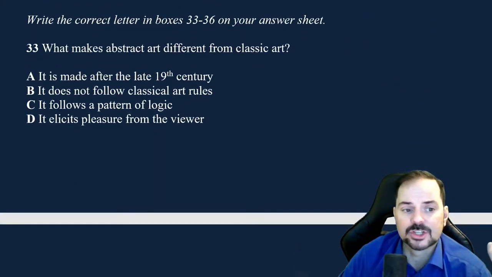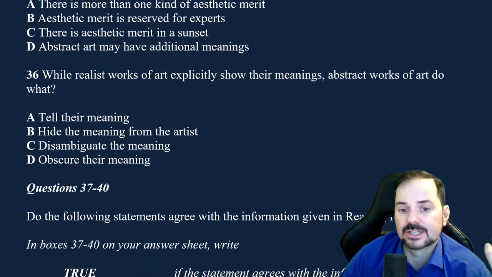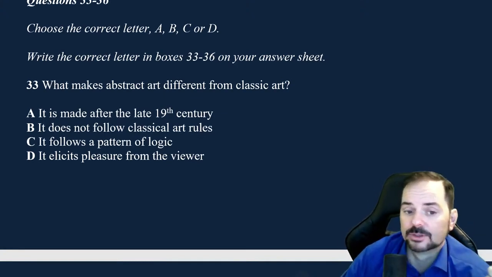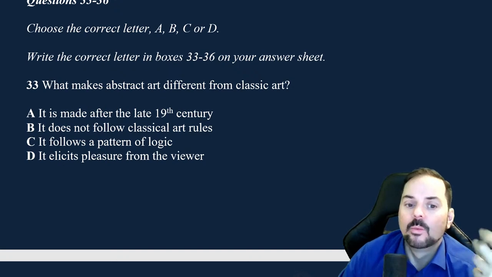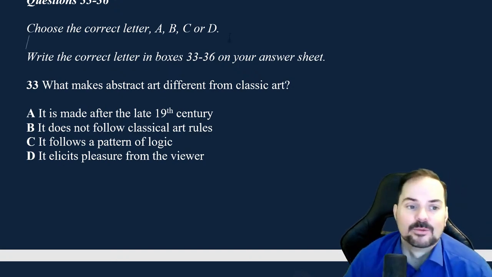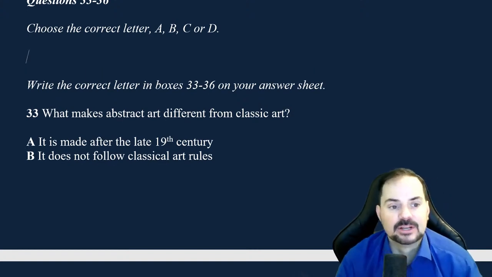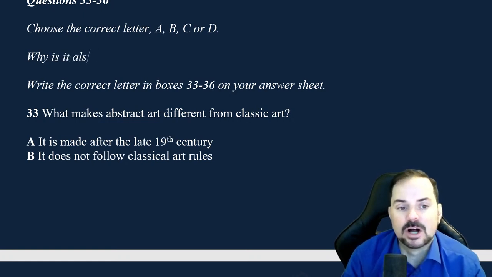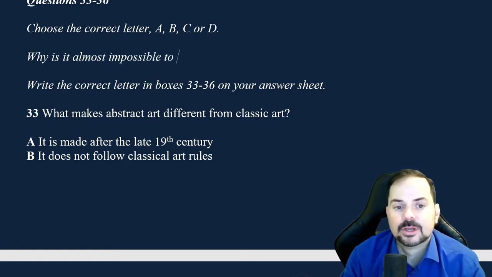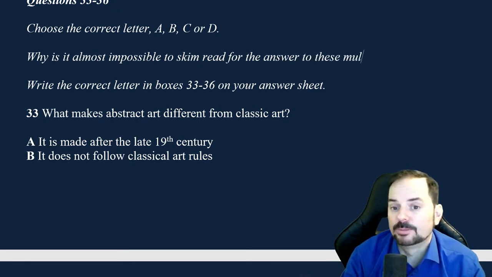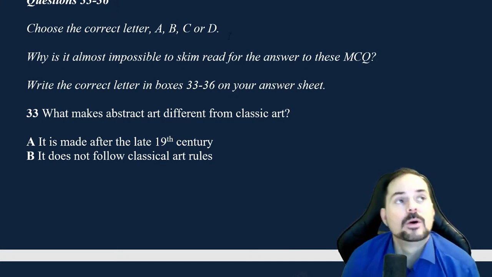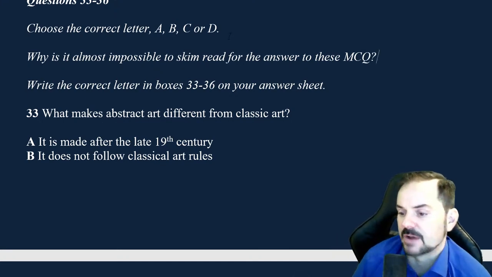Now, next questions, 33, 34, 35, and 36, multiple choice. Again, basically are almost impossible to do with just skimming and scanning. Why? Well, let me ask you this one. Why is this very difficult to do? So why is it almost impossible to skim read for the answer to these multiple choice questions? What do you think? So I really want to discourage many of you who are skim reading for answers.